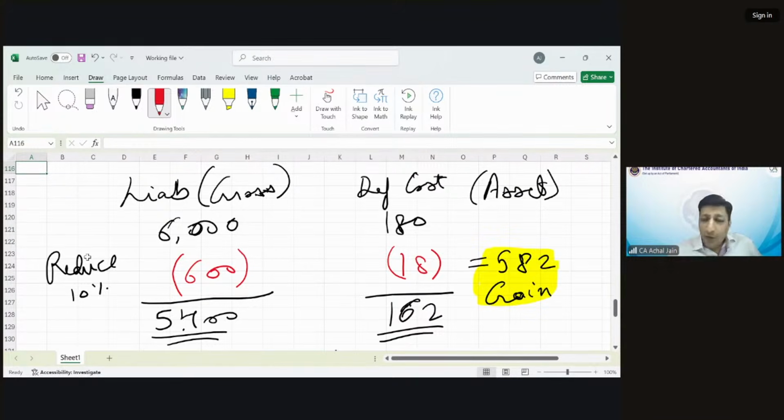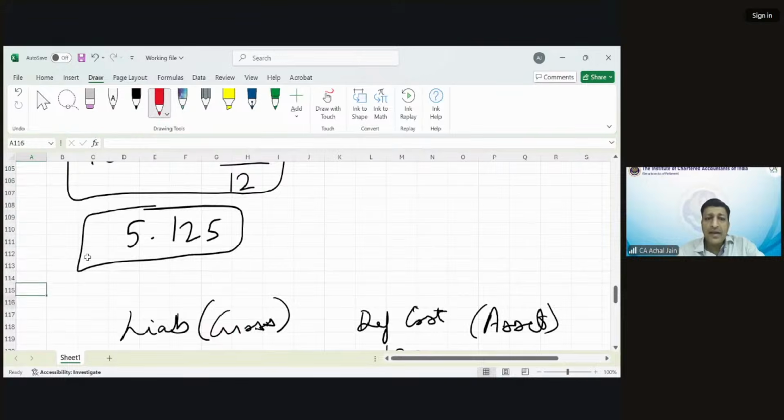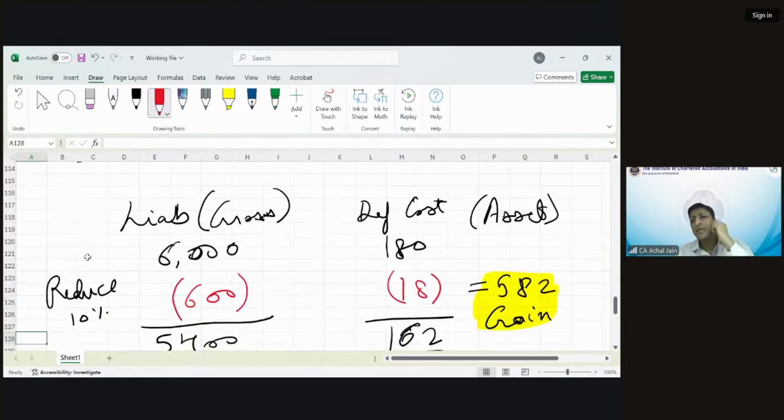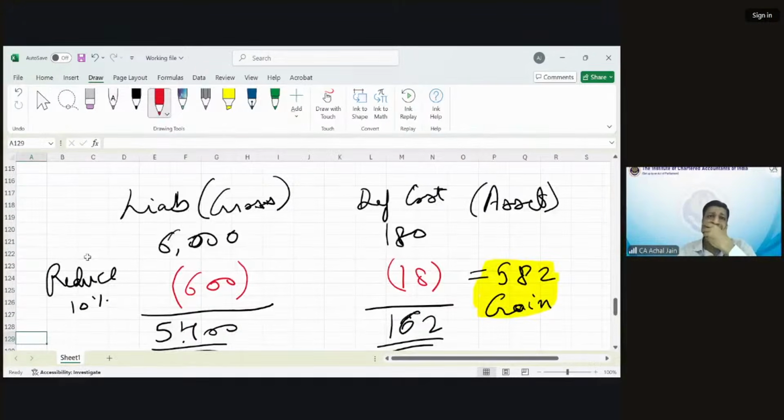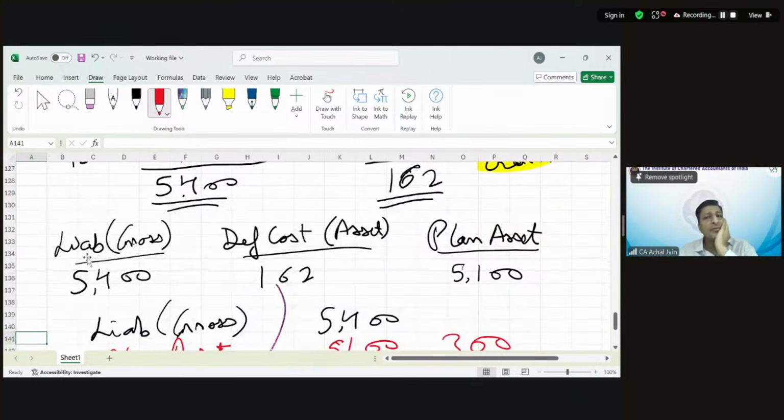Let's try to understand. I can see a lot of confusion which most of you are having is because you are mixing up different concepts at different places. As regards the liability, let's suppose you have a liability of 6,000, and corresponding to this liability you have a plan asset of 5,100. Forget about the reduction in the liability.